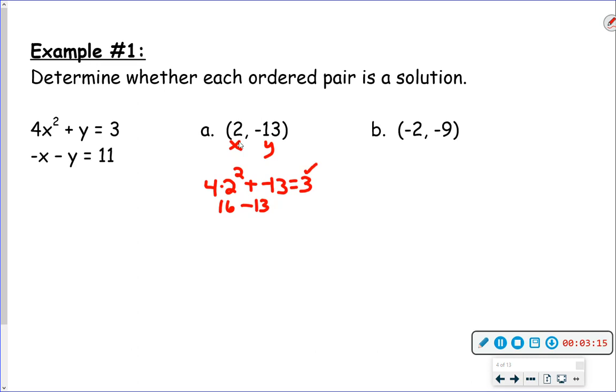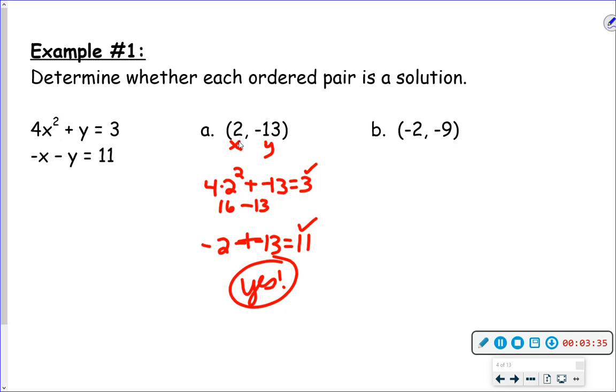I'm now going to check it in the bottom one. If it didn't work in this one, I would just say no and move on. But we have to make sure it works in both. So I'm going to replace the x with a 2, the y with a negative 13. Let's check this. That's going to be a plus, negative 2 plus 13, yep, 11. That does check. It is an ordered pair. So I'm just going to put a final answer of yes.